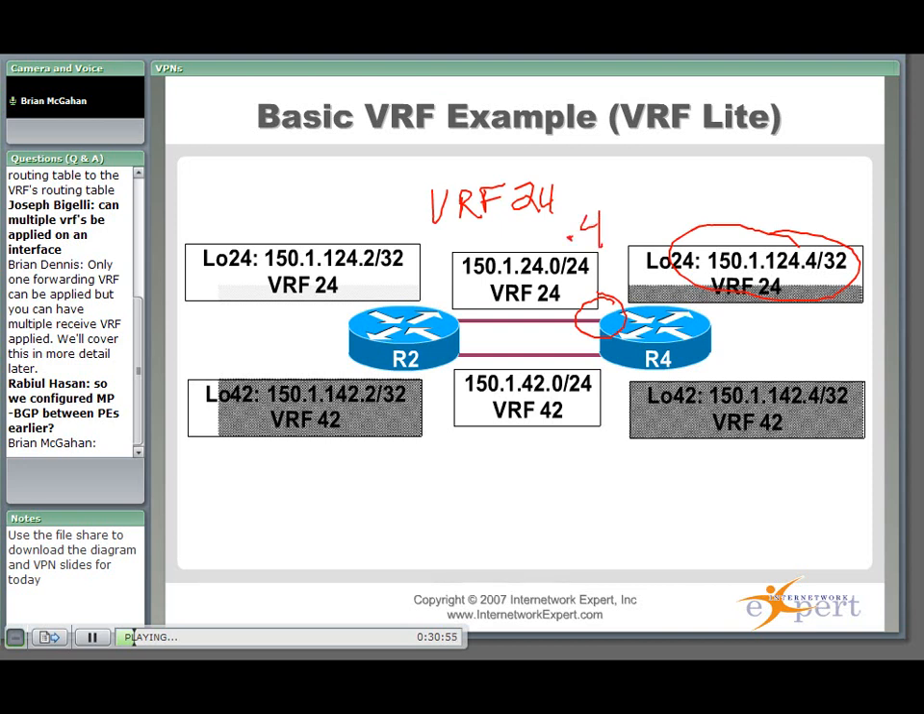Likewise, in order to reach the other loopback, 150.1.142.4, we're going to say this is reachable out VRF42 by 150.1.42.4.